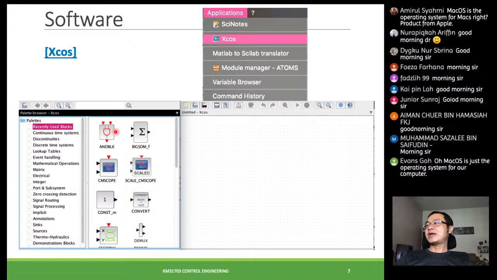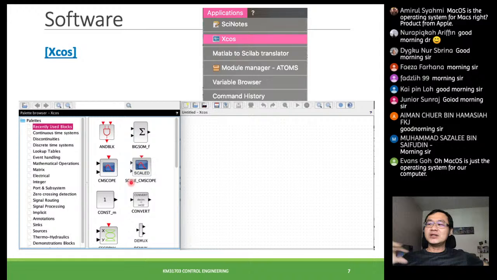And here is your playground, your empty space, where you can drag. What you need to do is drag the corresponding blocks that you want to form your block diagram. If you can simplify a block diagram, then the number of blocks that you have to put in will be fewer, and so on.